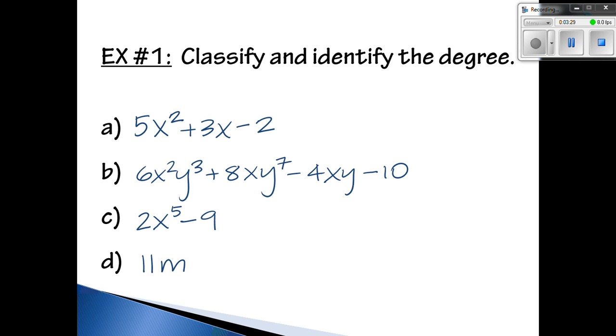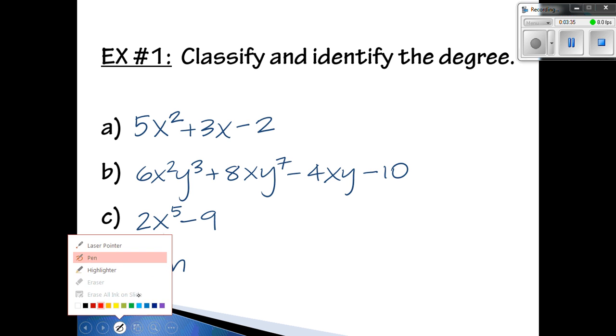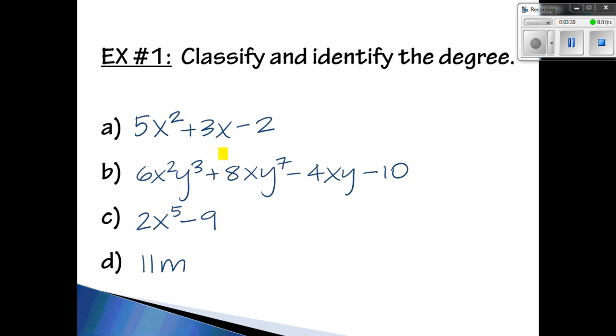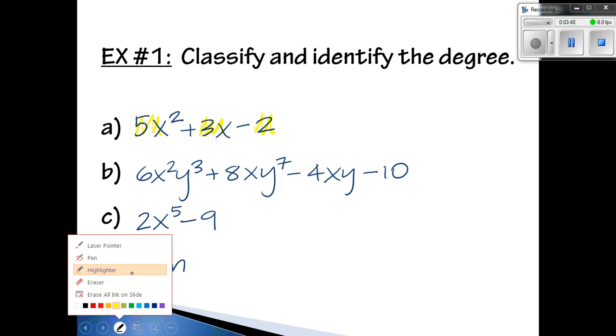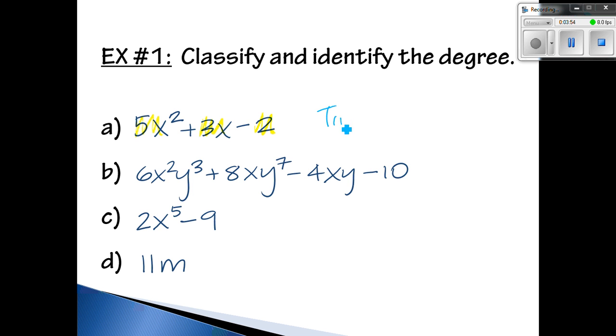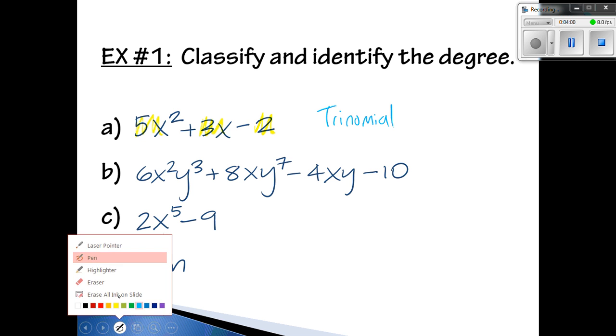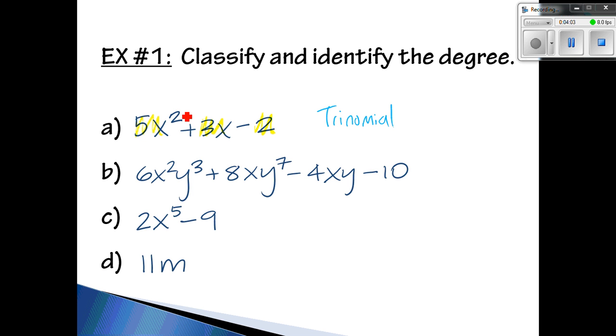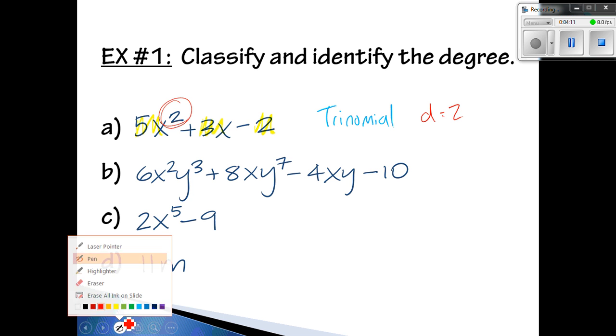All right, so what we have to do is classify and identify the degree. So when we're looking at this first one, how many terms do we have? That's what I want to look at first. So I've got 1, 2, 3 terms. If I have 3 terms, that's going to make this called a trinomial. But now it's a trinomial with what degree? So I look for the highest degree. And so my degree is 2.